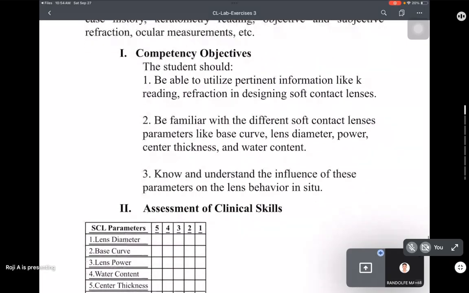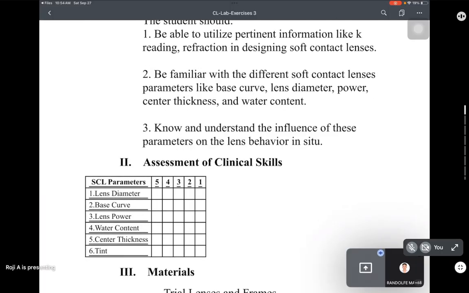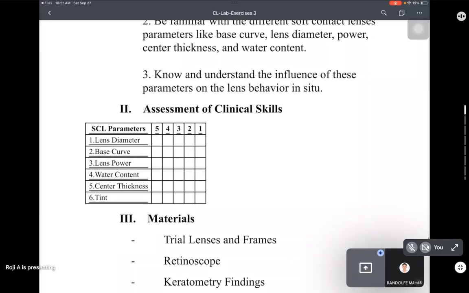All right. So again, for competency, the student should be able to utilize pertinent information like the K reading and refraction in design. Be familiar with different soft contact lens parameters such as base curve, lens diameter, power, center thickness, and water content. And know and understand the influence of these parameters on the lens behavior in the eye and when wearing. Okay, so let's go through it. Lens diameter. How do we get the lens diameter? It's by getting the HVID, right? Later we'll further discuss that.